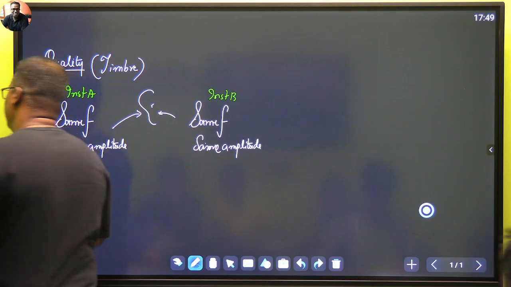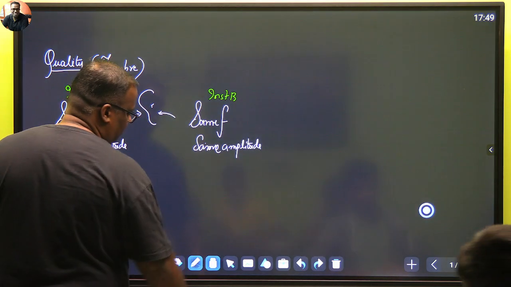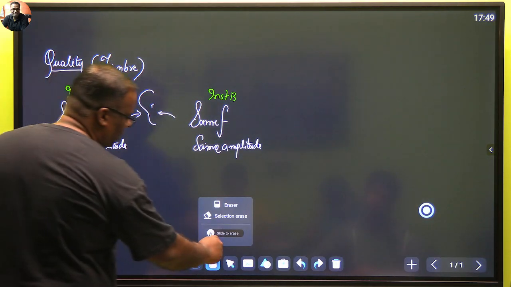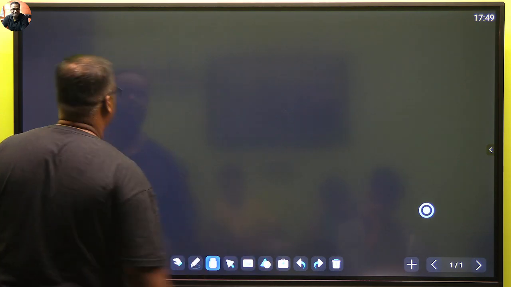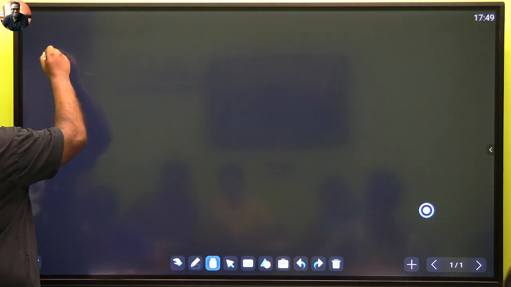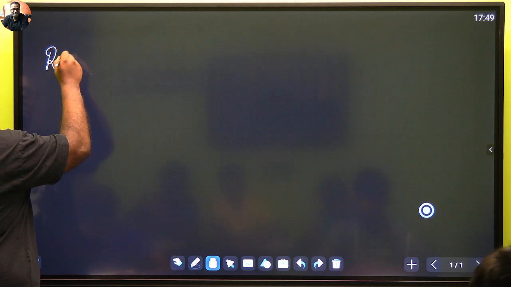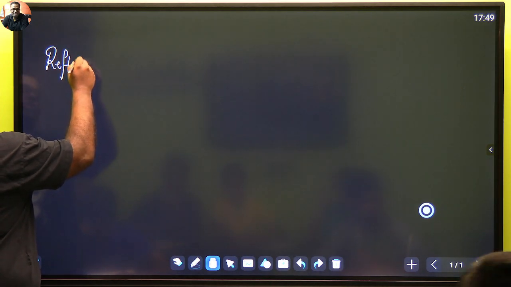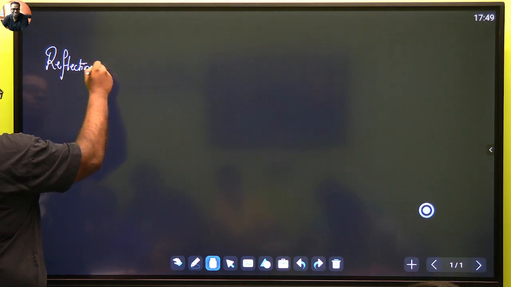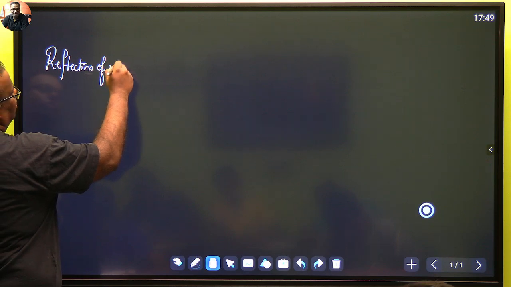अब आइए आगे चलते हैं थोड़ा और. Right, shall we go ahead? Okay. Now, the next topic that we will try to study is called reflection of sound.